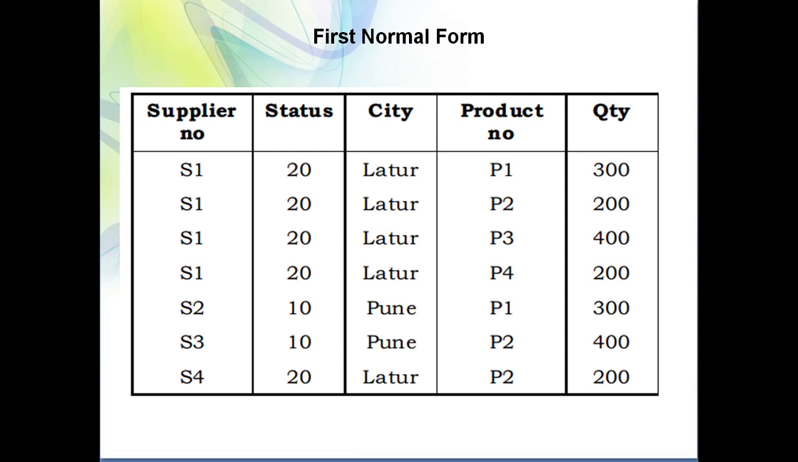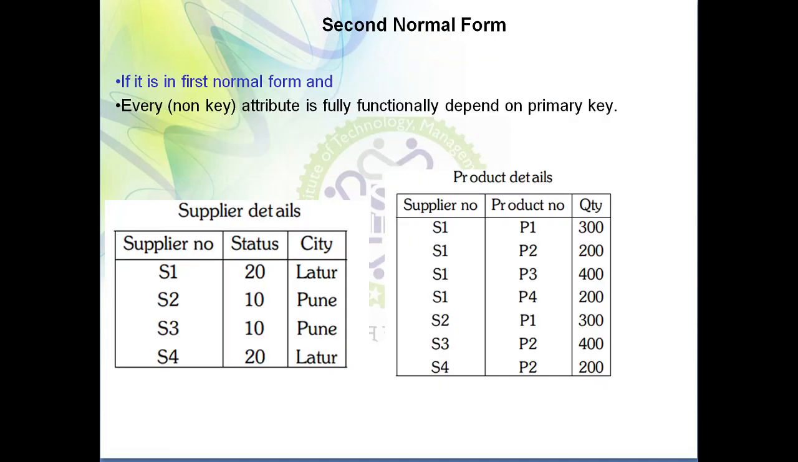So in order to bring this table into second normal form, what do I need to do? I need to perform decomposition, because here I can see two types of information present in this table. One is supplier information and the second is product information. So here I perform the decomposition operation and decompose this original table into two subtables. One is the supplier details table and the second is the product details table.